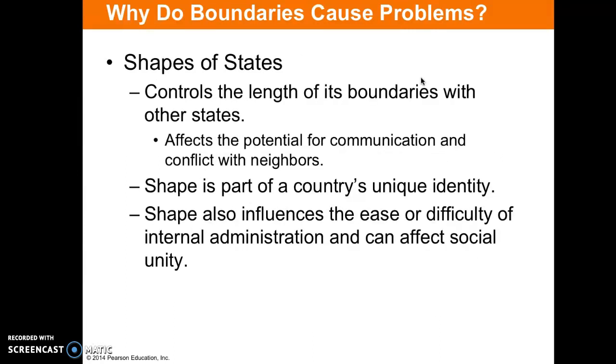The shapes of states. So once you have boundaries established, you have some different shapes of states, and we'll go over what the different types are. The shape of a state controls how long its boundaries are with other states, and so it affects the potential for communication and conflict. It also can impact trade and tourism. The shape is really a part of a country's unique identity, even if you don't think of it often. It could influence how easy it is to administer governmental practices, and it can affect how unified the people of your country are.